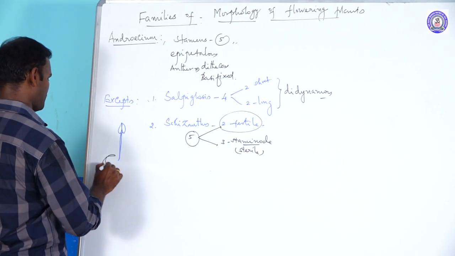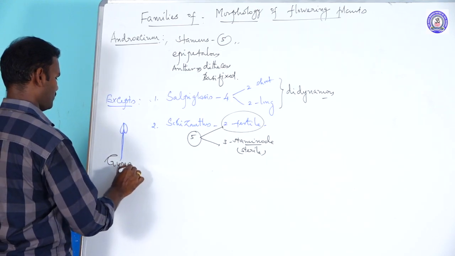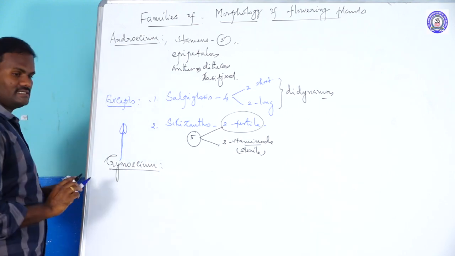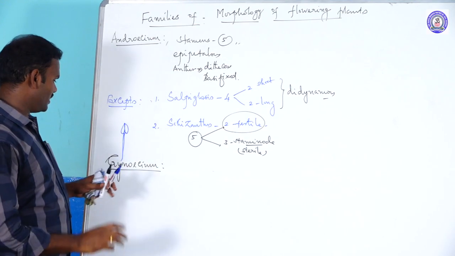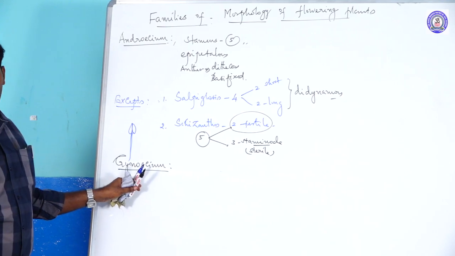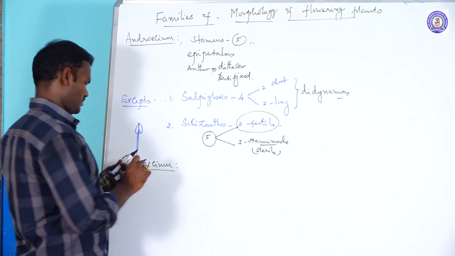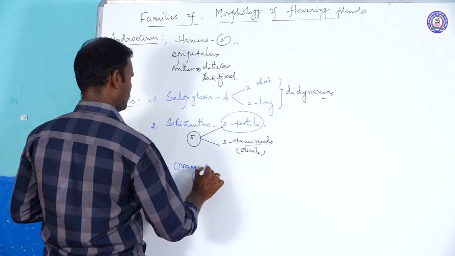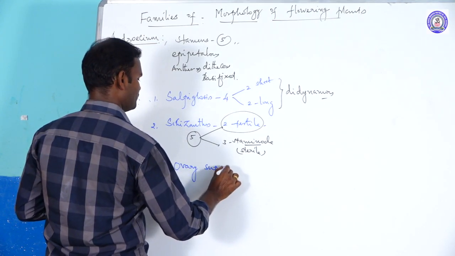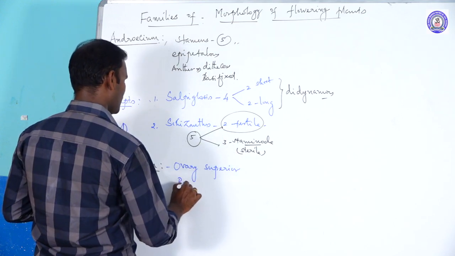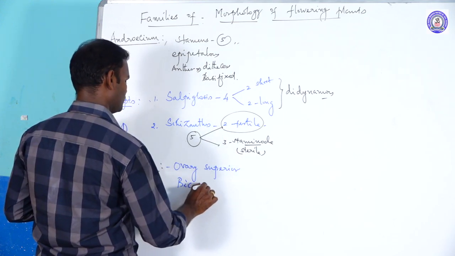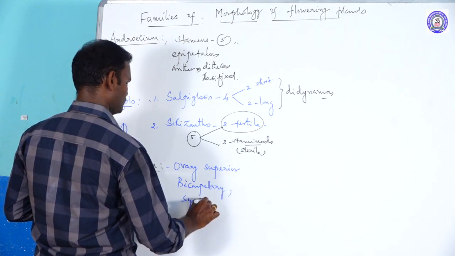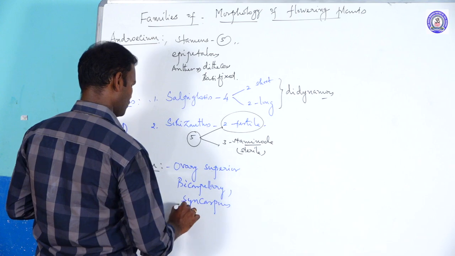Gynoecium. It is the centermost part of the flower. It is also called the female reproductive part of the flower. Then ovary superior. Bicarpellary, syncarpous. Bilocular.